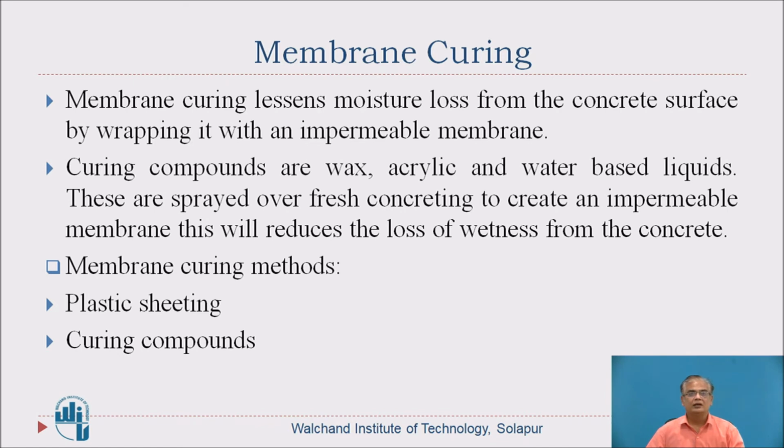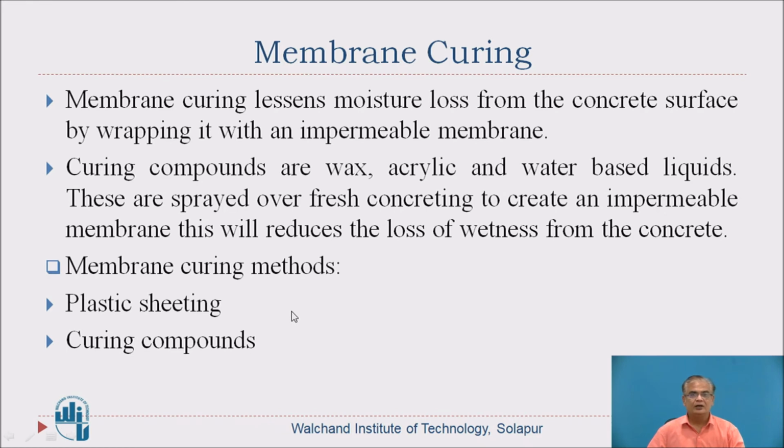Now next method is membrane curing. Instead of using water, here some membranes are used for curing of concrete. These also serve the same purpose. So what is membrane curing? Membrane curing lessens moisture loss from the concrete surface by wrapping it with an impermeable membrane, remember. And also curing compounds are used, wax, acrylic and water-based liquids. These are also used for membrane curing. These are sprayed over fresh concrete to create an impermeable membrane that will reduce the loss of wetness from the concrete. So this membrane or these curing compounds will prevent moisture loss and the purpose will be served.